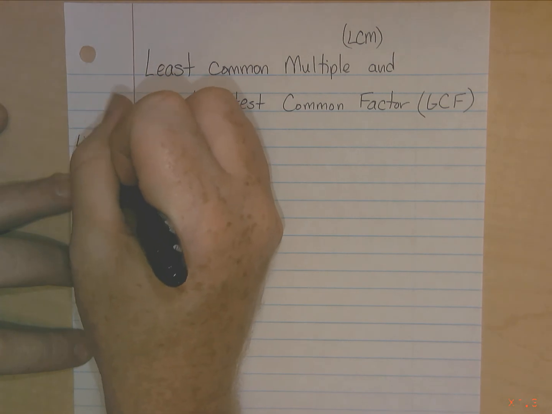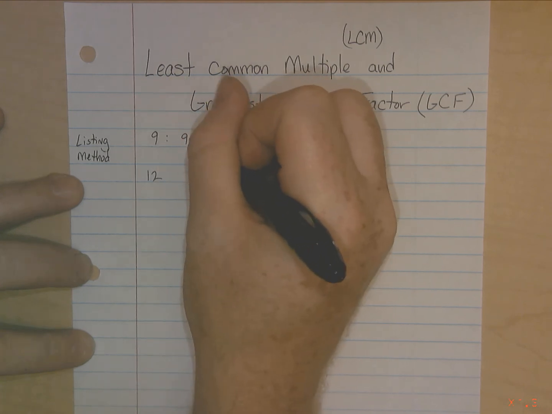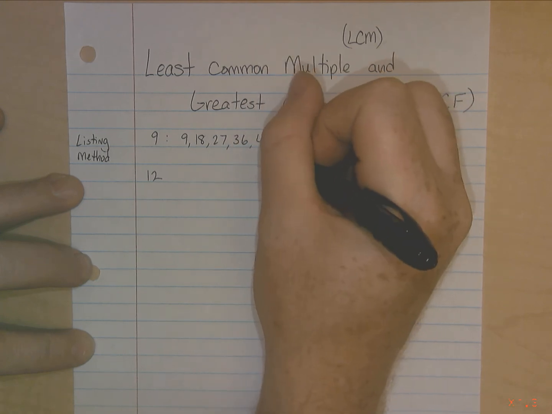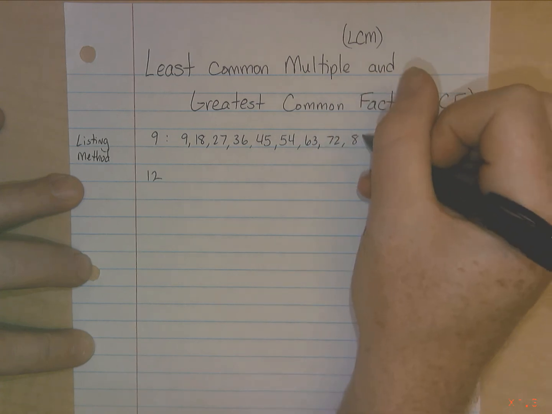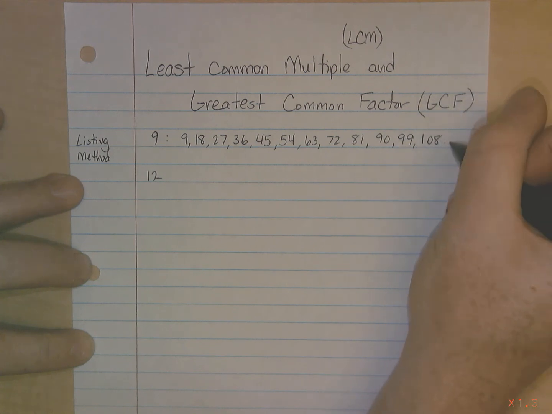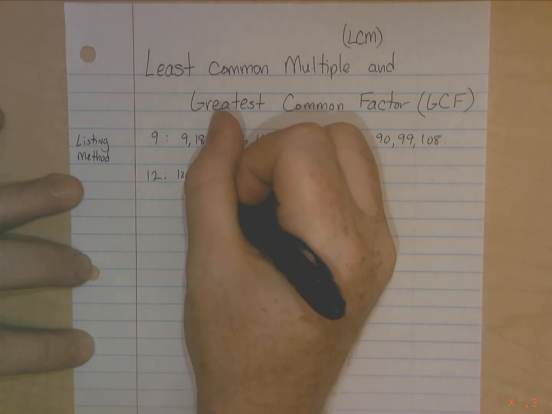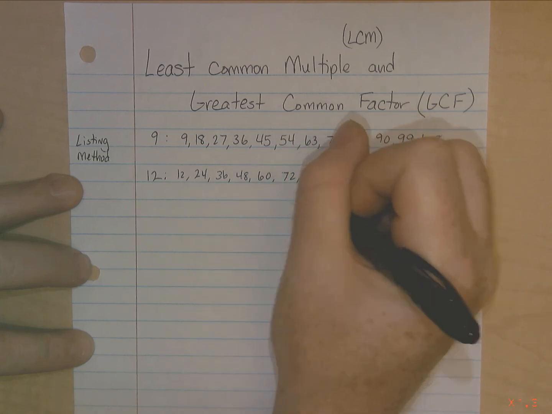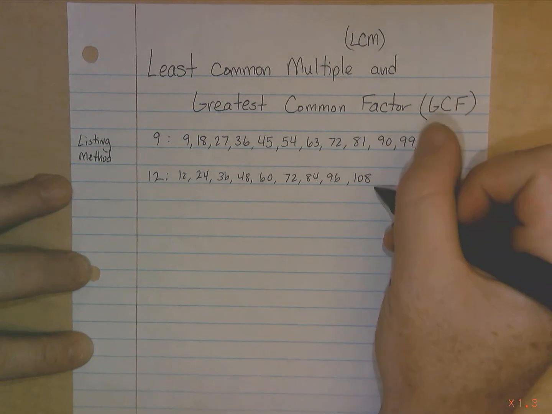So multiples of 9 would be 9, 18, 27, 36, 45, 54, 63, 72, 81, 90, 99, 108, and so on and so on. The multiples of 12: 12, 24, 36, 48, 60, 72, 84, 96, 108, and so on and so on.